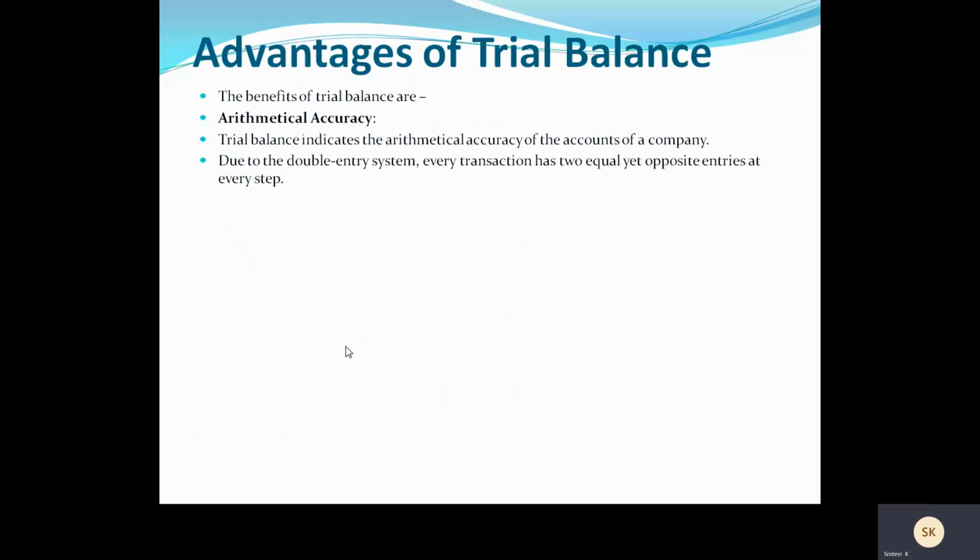Due to the double entry system, every transaction has two sides, no? One is debit and one is credit, as we have seen while writing the journal entries. So if you consider debits and credits and match the debit amounts and the credit amounts, and there is no match between the debit side amount and the credit side amount, that will indicate that there are some arithmetical mistakes in preparing the ledger accounts or in balancing the ledger accounts. That can be identified if you prepare the trial balance.